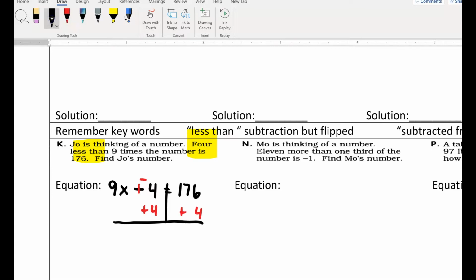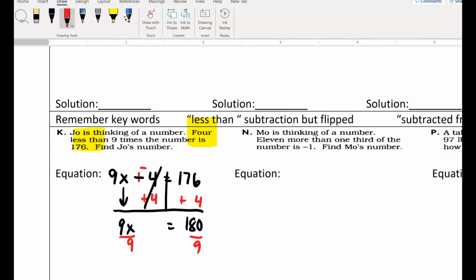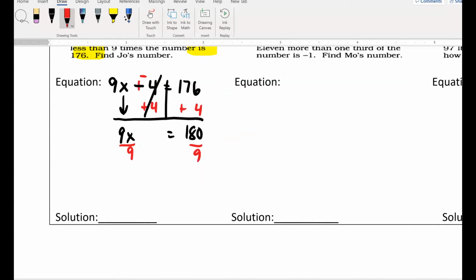So I've got 9x is equal to 180. And then I see multiplication, so I divide by 9. Notice how everything kind of stays exactly where it is. I don't need to move it over or anything like that. I'm going to divide, that's 1, so x is equal to 20.